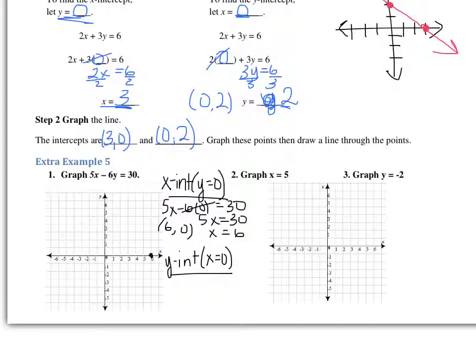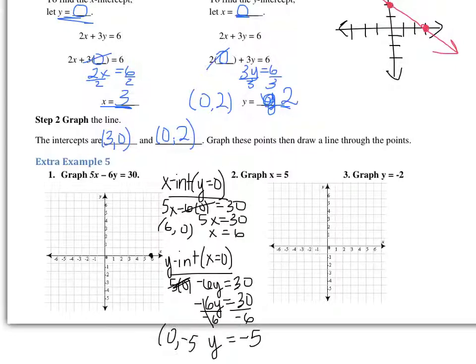For your y-intercept, we're going to let x equal 0, so that's 5 times 0 minus 6y equals 30. So this goes away. The biggest mistake here is students forget to write negative 6y equals 30. That's a common mistake. Don't forget that negative sign. Because then what happens? We divide both sides by negative 6, and y equals negative 5. So that gives me the point (0, negative 5), which is right here on my graph.